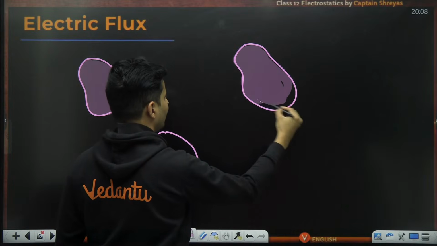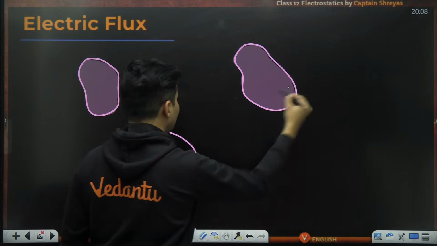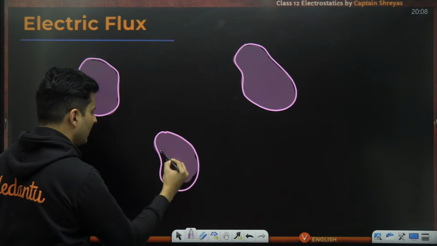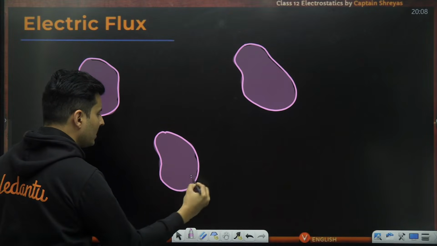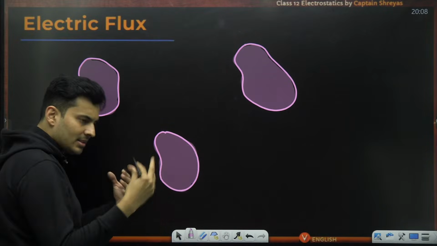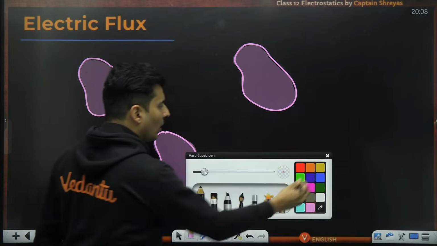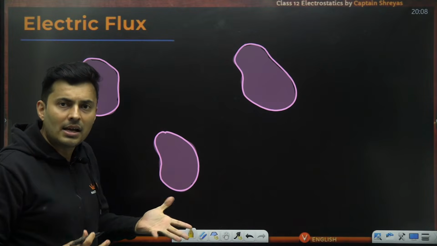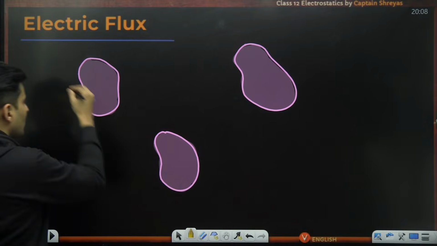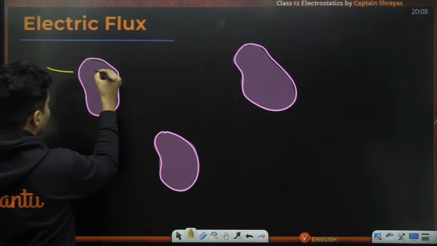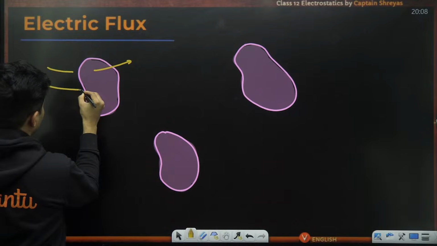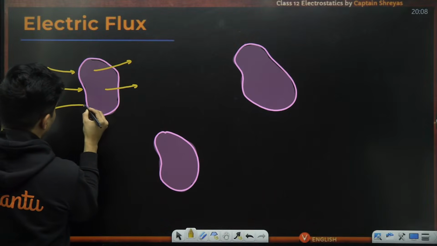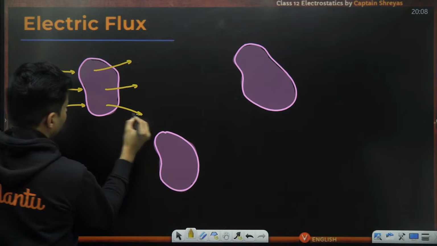And remember, to measure flux, we always need some kind of area, because field lines or any kind of lines will always pierce through some surface which will have some area. So we always need some kind of imaginary or physical area to measure the flux. So let's say the field line is coming like this and going like that.